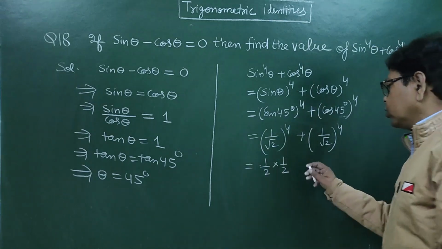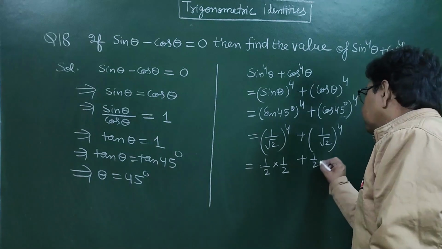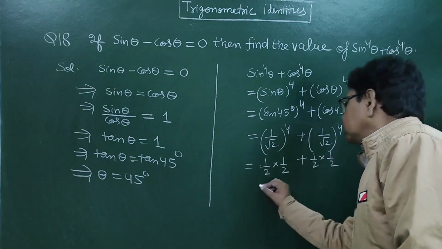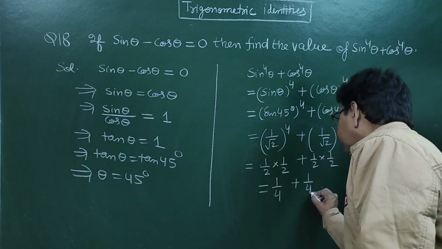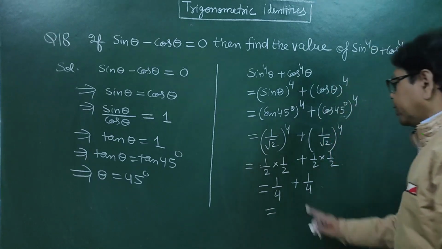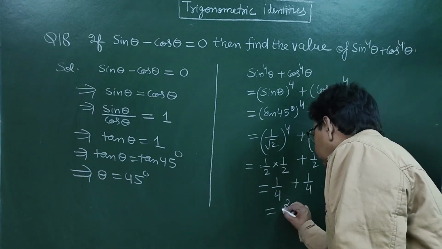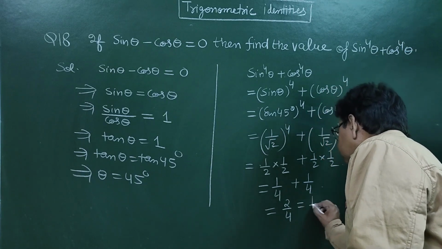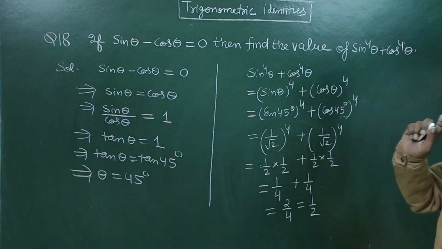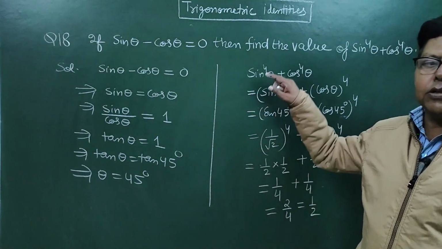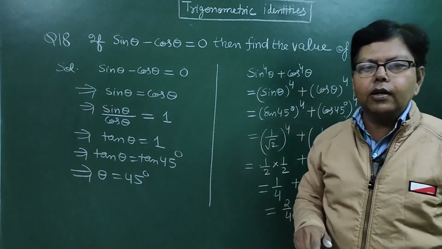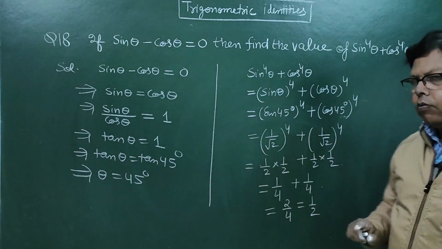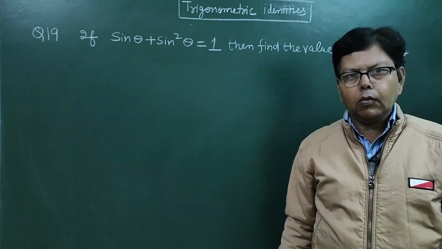So 1 upon 2 into 1 upon 2 plus here also. So this is equal to 1 upon 4 plus 1 upon 4, and 1 upon 4 plus 1 upon 4 is 2 upon 4, which is equal to 1 upon 2. So the value of the expression sin^4 theta plus cos^4 theta is equal to 1 upon 2.